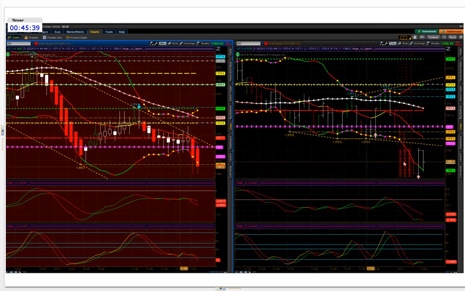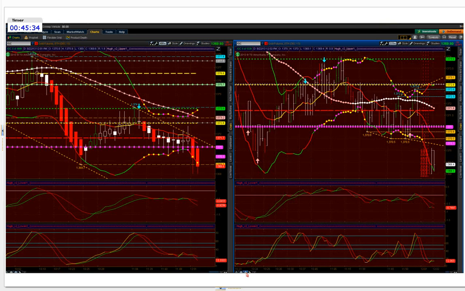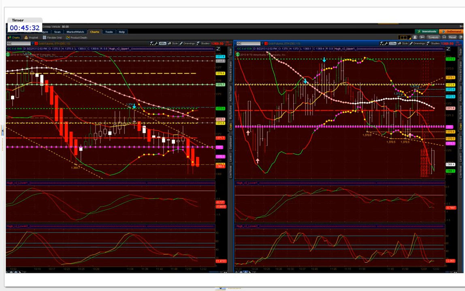And this was good for $100 a contract. So I'm going to keep an eye here on gold, see if it's going to break lower. Got to find my gold.